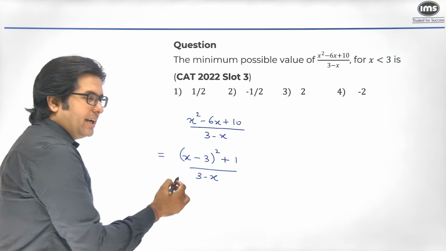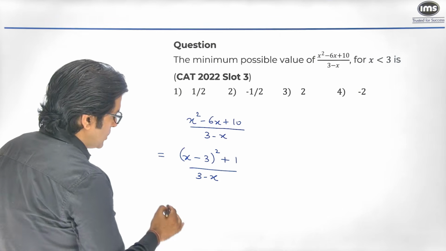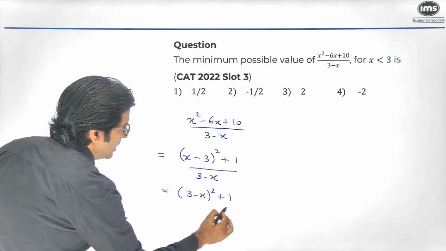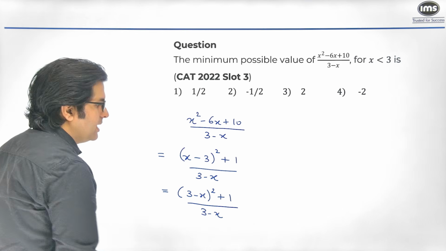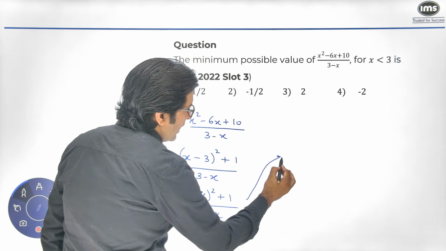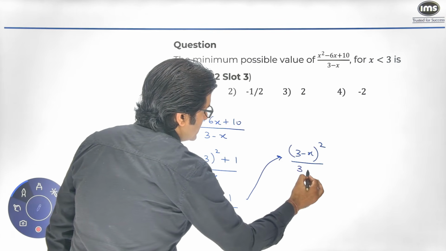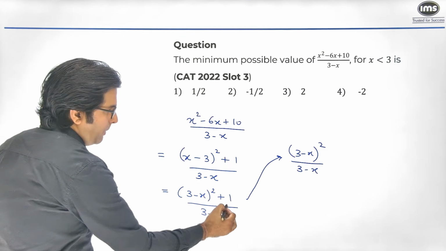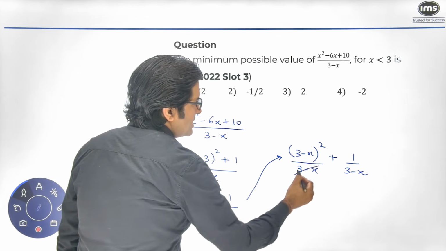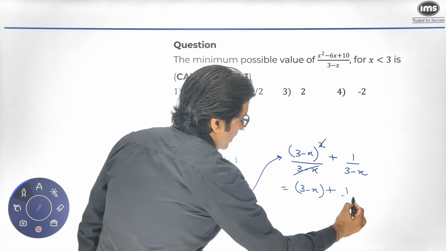Whether in the bracket it is x minus 3 or 3 minus x doesn't matter, because ultimately we are doing whole square. So I can rearrange this and rewrite the numerator as 3 minus x the whole square plus 1 divided by 3 minus x. It doesn't change anything at all. Now I can split these two terms and write it here as 3 minus x whole square divided by 3 minus x as the first term, plus 1 upon 3 minus x separately. So now I can cancel this with this and I have 3 minus x plus 1 upon 3 minus x.